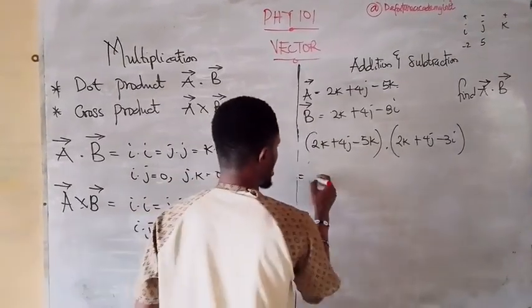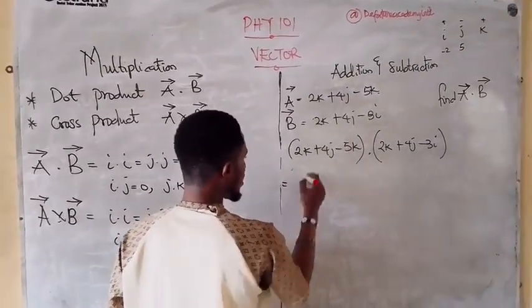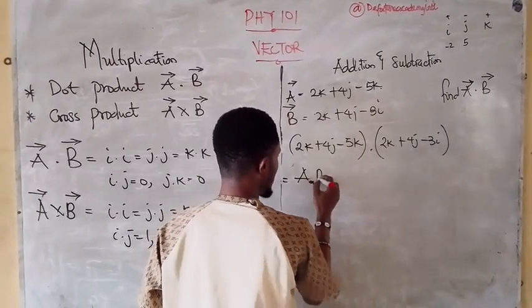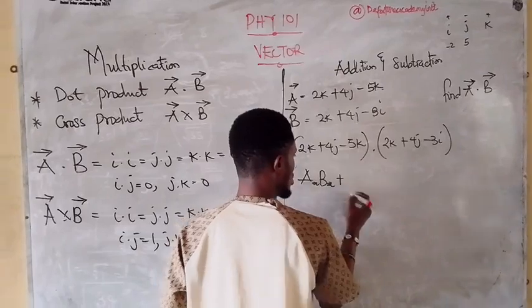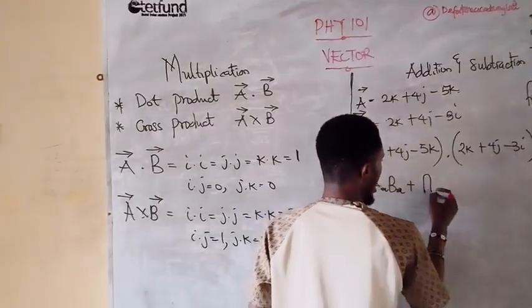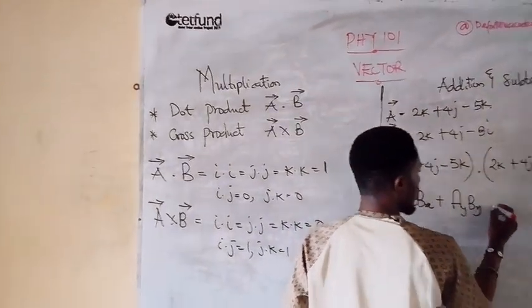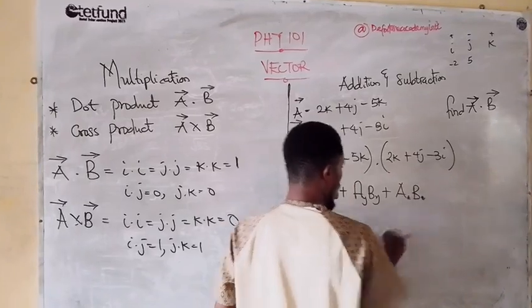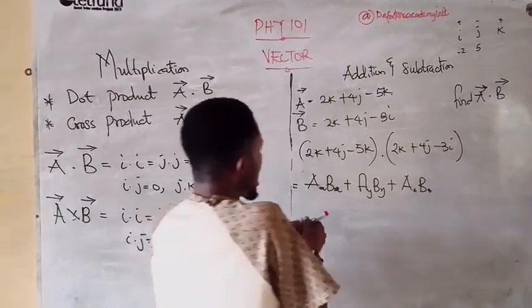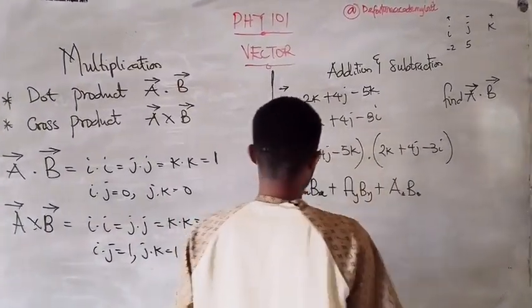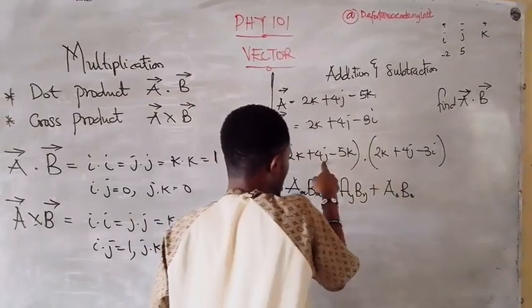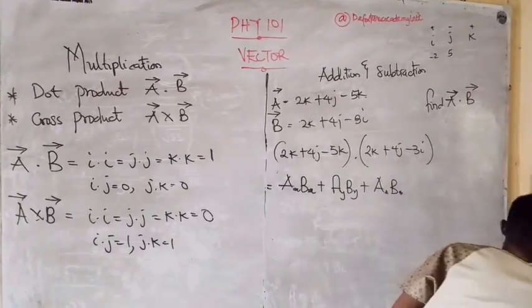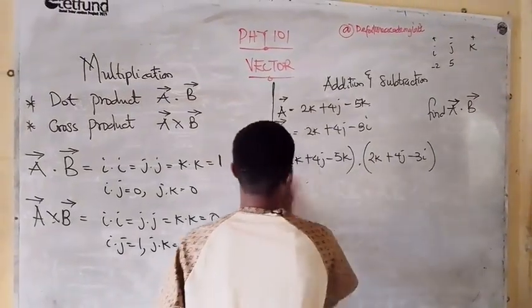Now, there's a formula that says AxBx plus AyBy plus AzBz. What is this telling you? It's telling you just pick the ones that are the same. Shortcut. Okay, let's do the long cut first.